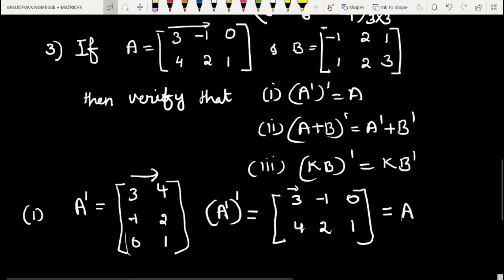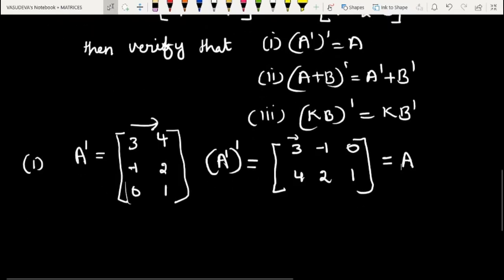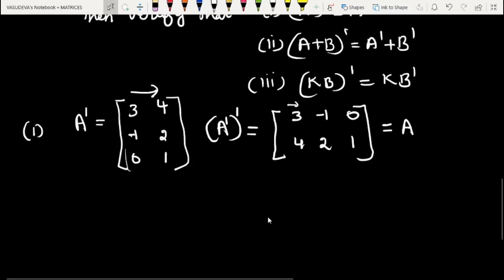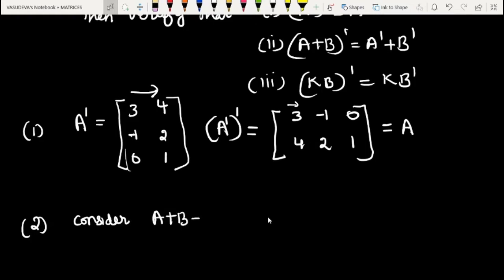So the transpose of A dash is A. And now consider the other matrix. So what have they asked? A plus B. Consider A plus B.